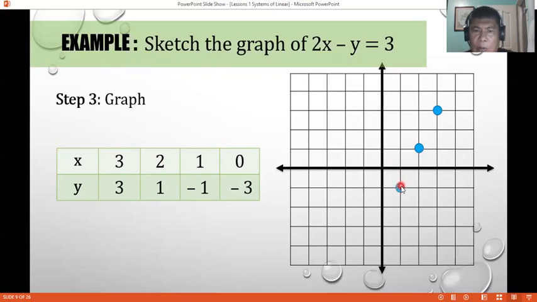Nandito yung point. Pag 0 ang x, hindi siya negative, hindi siya positive. So, 0 lang siya. Pero yung y, negative 3. 1, 2, 3. And then, connect all the points. At meron akong arrowhead dyan. Ayun.